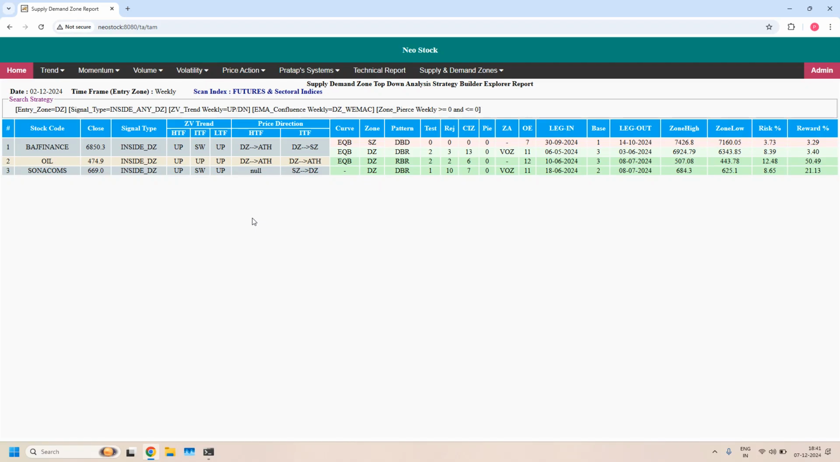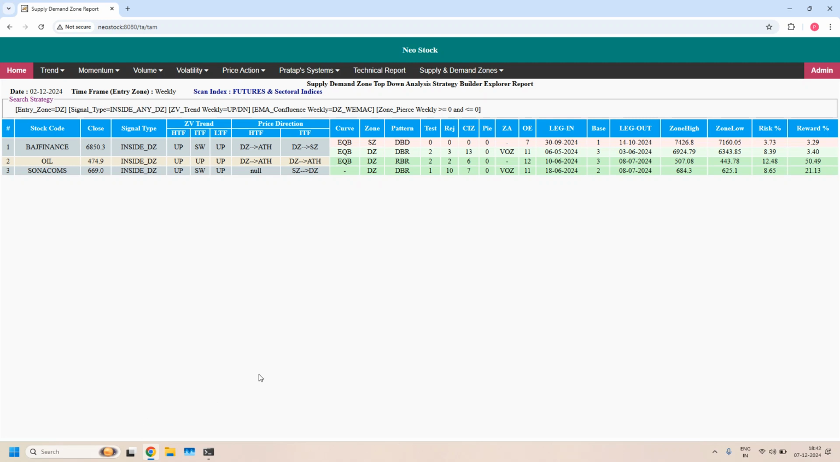Having weekly EMA Confluence for the demand zones, not supply zones. Entry zone is demand zone here. Price is closed inside the demand zone.